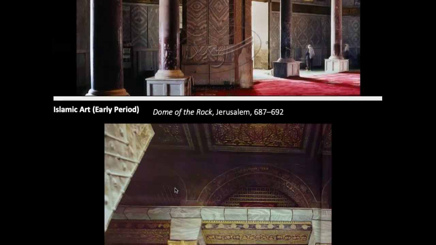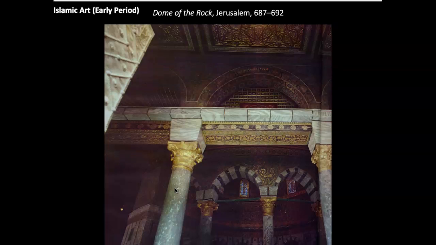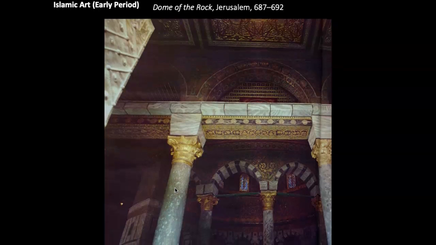Let's get some more views here. We are looking up from one of the aisleways. These bi-colored arches, we saw those in the Great Mosque at Cordoba. This is another characteristic of Islamic architecture, and it adds this beautiful visual effect.